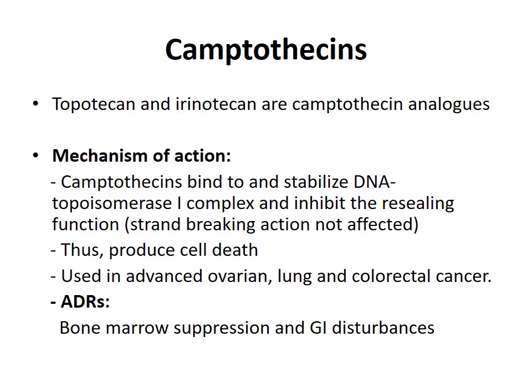Camptothecins. Topotecan and irinotecan are camptothecin analogues. Mechanism of action: camptothecins bind to and stabilize the DNA topoisomerase 1 complex, which inhibits the resealing function. Strand breaking action is not affected. Thus they produce cell death. They are used in advanced ovarian, lung and colorectal cancer. Adverse drug reactions include bone marrow suppression and GI disturbance.